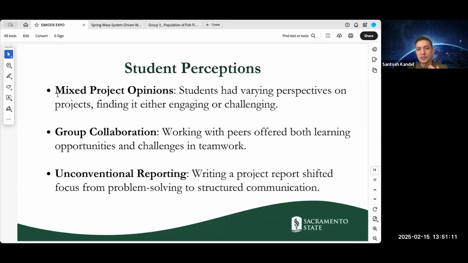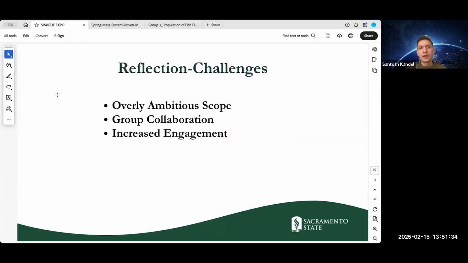A different thing was that they found writing a project report very unconventional. Writing a report in a math class is very unconventional for them. I thought it was positive because they communicate their thought process with other people, at least with me. So the reporting part of the project was a good thing for them.